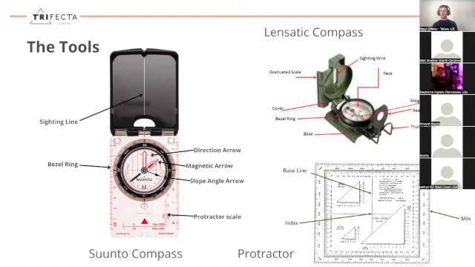So that's one of the key things that's really useful about this: the durability and then the night navigation use. If you're doing a lot of night navigation, that's where I'd recommend having a lensatic compass. If you're doing a lot of mountain navigation, but primarily during the day, and you want to be a little bit faster, that's where the Suunto compass is really useful.